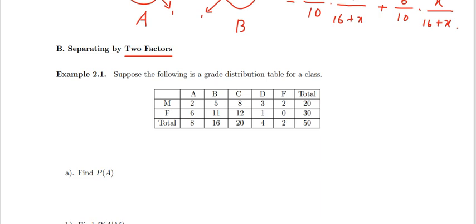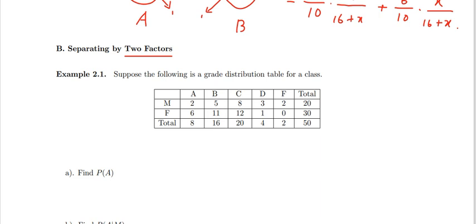One is gender, male or female. We can split them by male or female, and also we can split all people by their grades. So some people got A, some got B, or C, or D. Okay. So then we can use this table to represent those information, right?